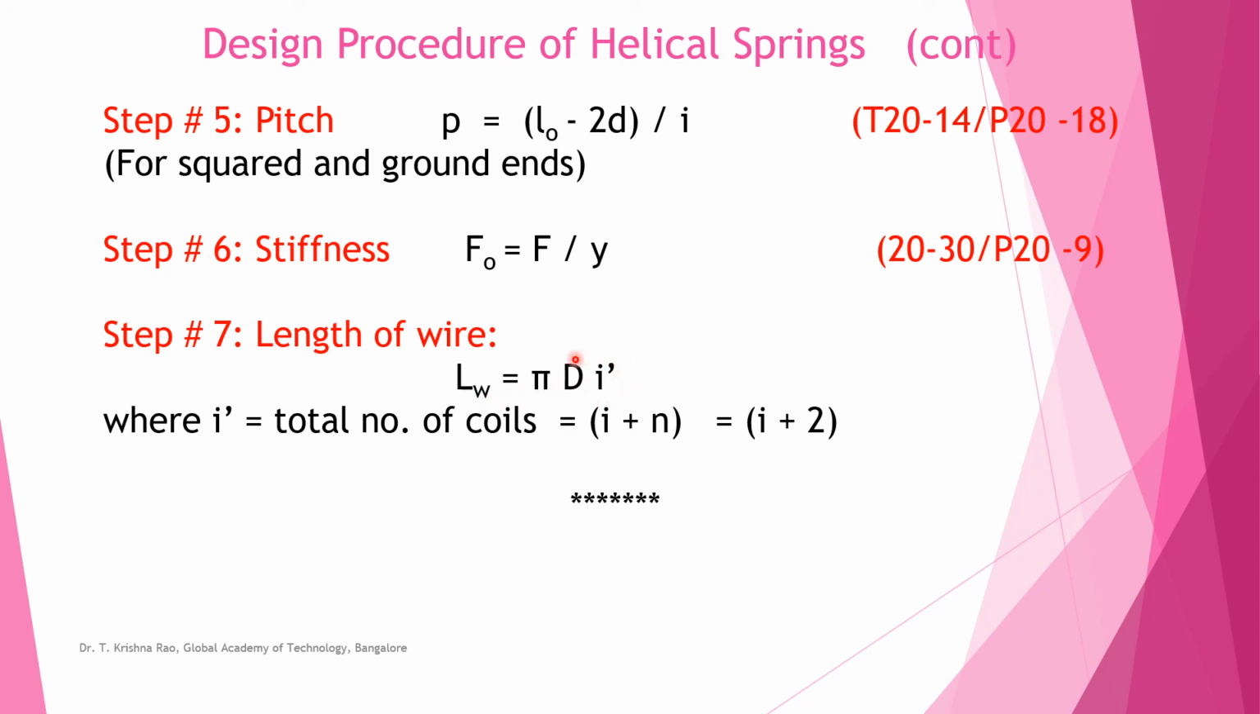Then, to manufacture the spring, what is the wire length required? Pi D I dash. Pi into D is the length of one circular ring, one coil. How many coils are there in the spring? Pi D is the length of one coil into I dash, because I is the useful coils for deflection. Two or one coil are added depending on the end condition, so we need that extra length also. It is always I dash to be used here. I dash is given by I plus N. For our assumption, we always take N as 2, squared and ground ends. So this is the procedure.